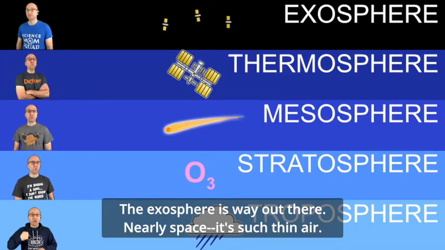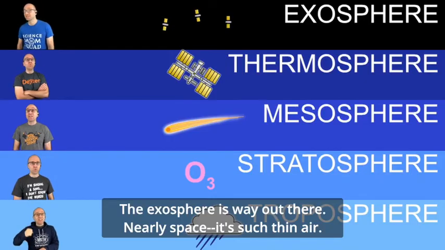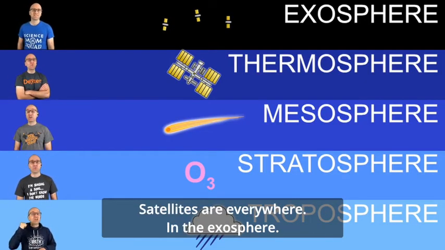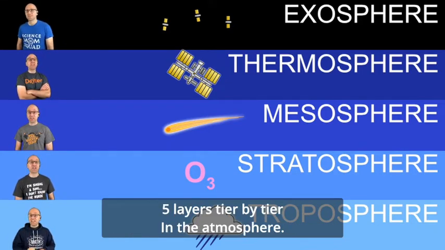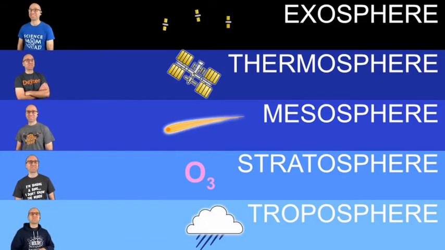The exosphere is way out there, nearly space, it's such thin air. Satellites are everywhere in the exosphere. We love the atmosphere, keeps us safe and warm down here. 5 layers tier by tier in the atmosphere.